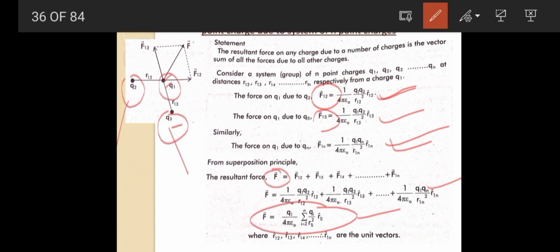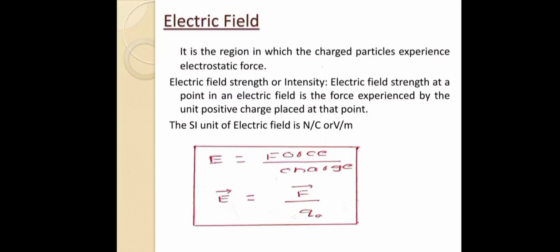This equation says that the electrostatic force agrees with the superposition principle. That means we can apply the superposition principle while calculating the total effect or net force acting on a given charge particle due to the other charge particles surrounding it. Clear?